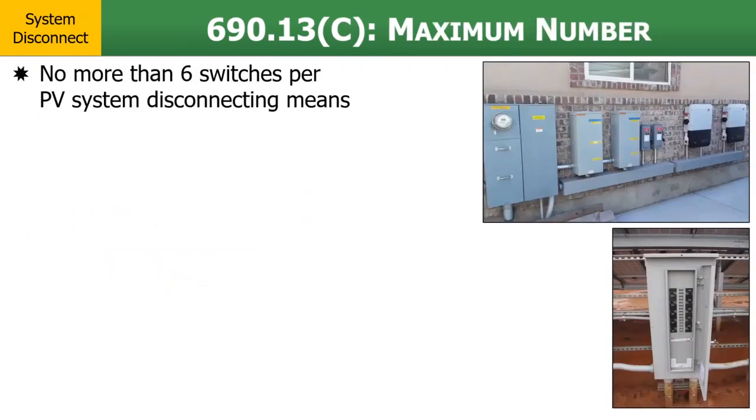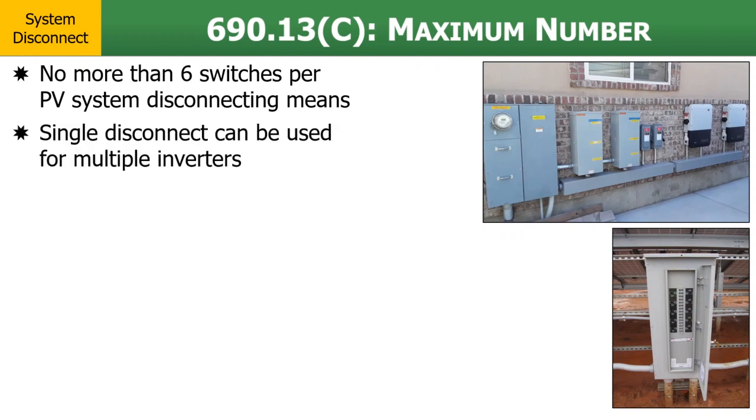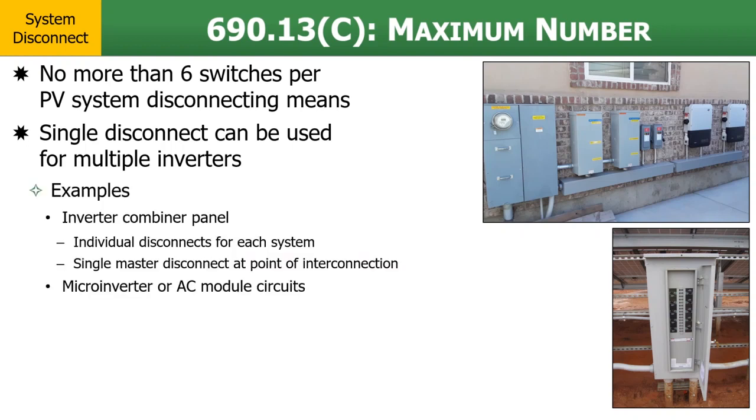There are some other requirements for PV system disconnects. We can have no more than 6 switches for PV system disconnecting means. Now, we can use a single disconnect for multiple inverters, and a good example of that is an AC combiner panel. We could have a bunch of inverters like we see in the picture in the bottom right-hand side there. That is a load center. We've got a bunch of different breakers in there. Each one of those breakers is connected to an inverter.